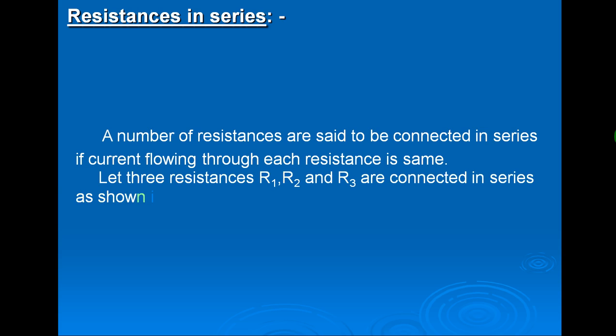Let three resistances R1, R2 and R3 be connected in series as shown in the diagram. Here resistance R1, resistance R2 and resistance R3 are connected in series. Therefore, the current flowing through each resistance is the same and is equal to I.